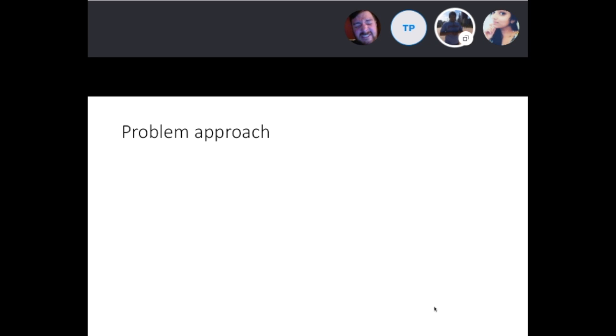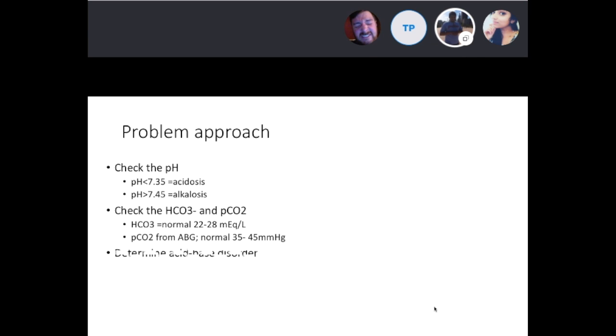So how do we approach an acid-base problem? First, we want to check the pH. Obviously, if the pH is less than 7.35, it's an acidosis. If it's greater than 7.45, it's an alkalosis. Next, you want to check the bicarb level. And again, like I said, the normal is 22 to 28 or 22 to 26. Most people can remember the average of 24 for bicarb. And then PCO2, normal is 35 to 45. If you want to think of the middle one, it's 40, if that helps you.